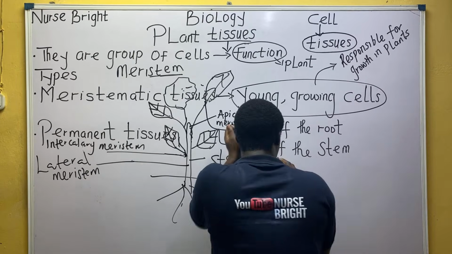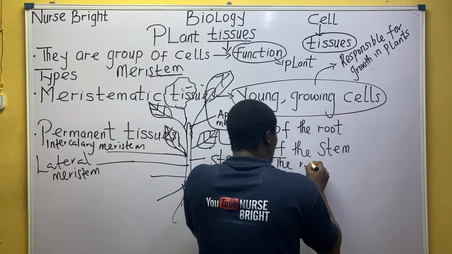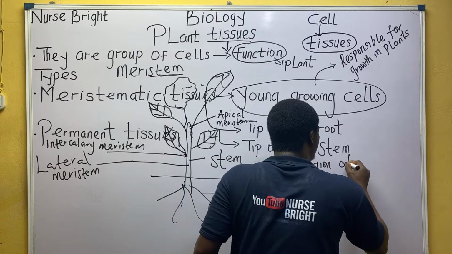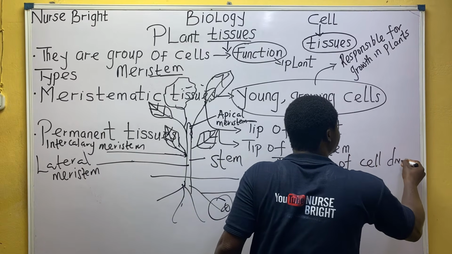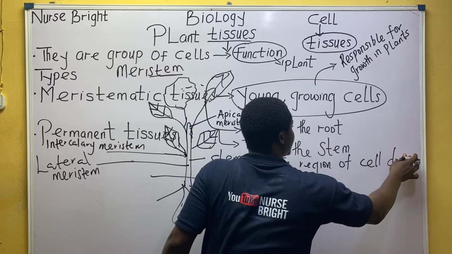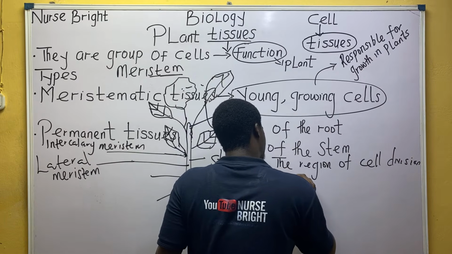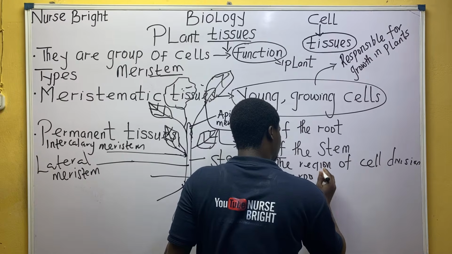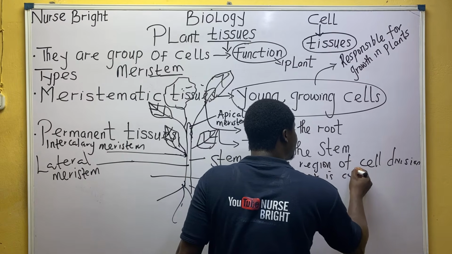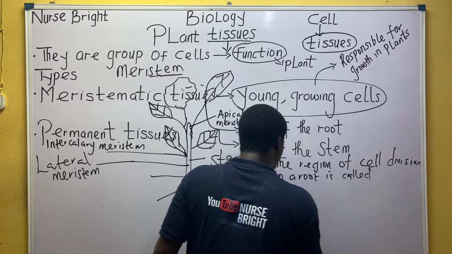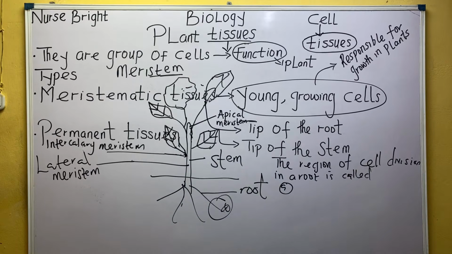So, question based on what I've said: the region of cell division in a root is called... just pay attention, it's a very cheap one. Let me write the options Jam gave.